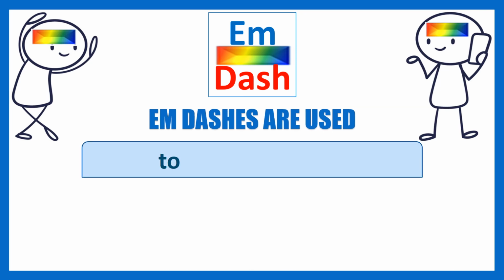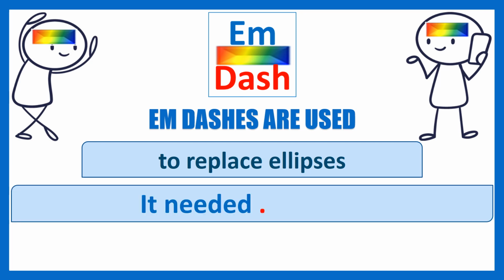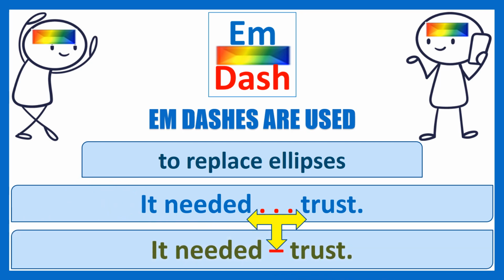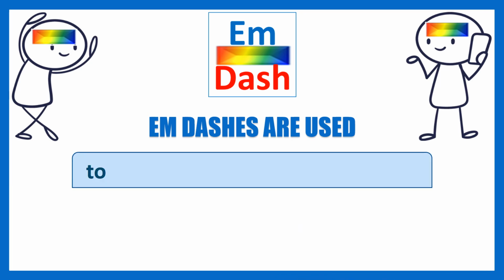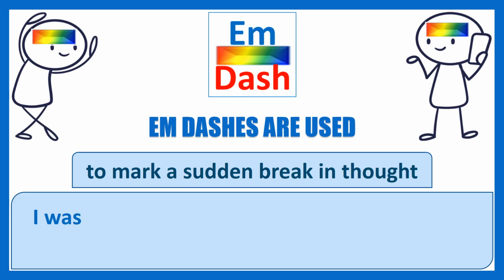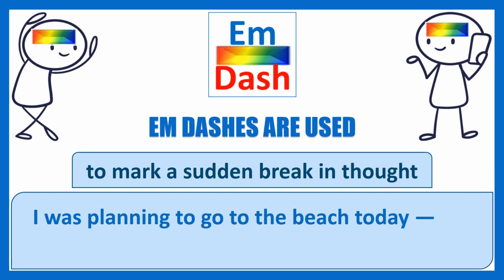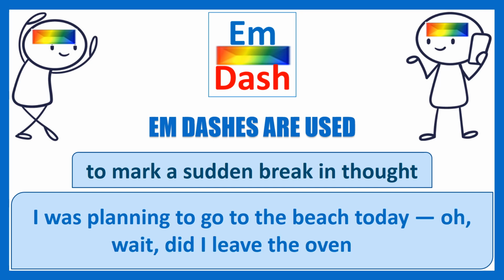M dashes are used to replace the ellipses. For example, I needed trust — . The dash replaces the ellipses. M dashes are used to mark a sudden break in thought. For example, I was planning to go to the beach today — oh, wait, did I leave the oven on? The dash marks the sudden break.